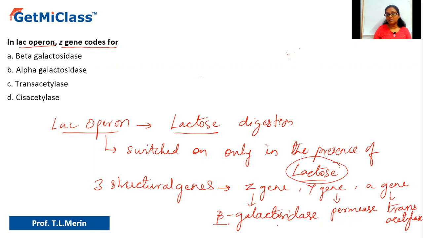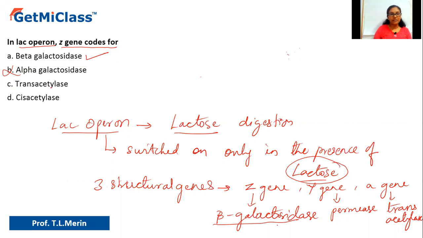So mainly the enzyme which is involved here for breaking down of lactose is beta galactosidase. So let us see. In the question it says, in Lac Operon, Z gene codes for: option A, beta galactosidase. So this is the correct answer. Yes, it is coded by Z gene as we have discussed. Option B says alpha galactosidase. There is no gene for alpha galactosidase in case of Lac Operon.